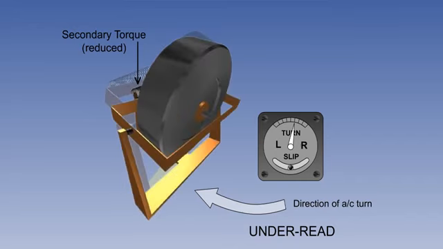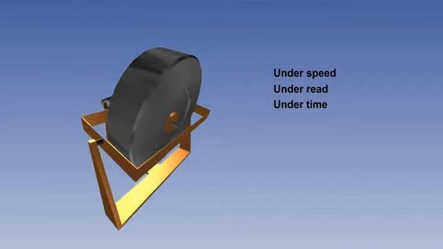The reason that the gyro underreads is that if the gyro spin rate slows down, rigidity reduces. However, the secondary precession must always be equal to the actual rate of turn of the aircraft. If rigidity reduces, then the secondary torque from the spring tension must also reduce in order to maintain the same precession.